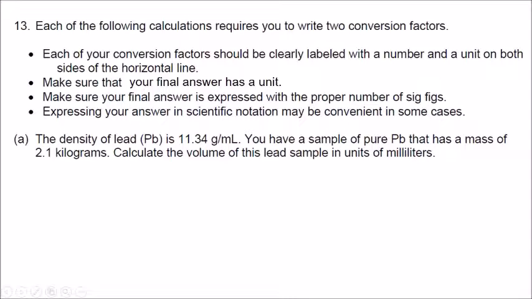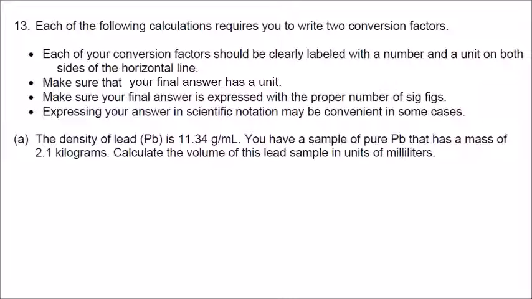In number 13, each of the following calculations requires you to write 2 conversion factors. Each of your conversion factors should be clearly labeled with a number and a unit on both sides of the horizontal line. Make sure that your final answer has a unit. Make sure your final answer is expressed with the proper number of sig figs. And expressing your answer in scientific notation may be convenient in some cases. So we come to part A.